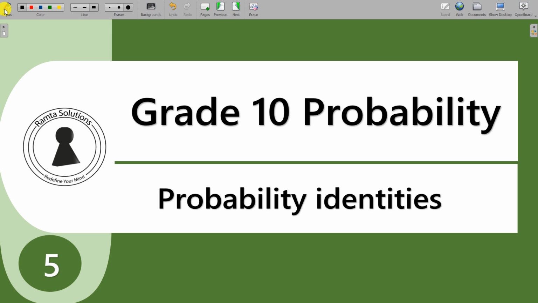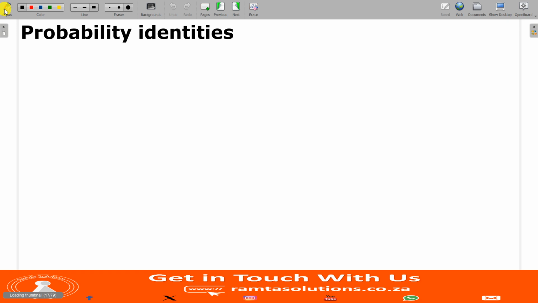Today on lesson 5 we are looking at probability identities. So we are not going to say much but rather give you a formula. The probability identity that we are going to introduce right now is this formula here.